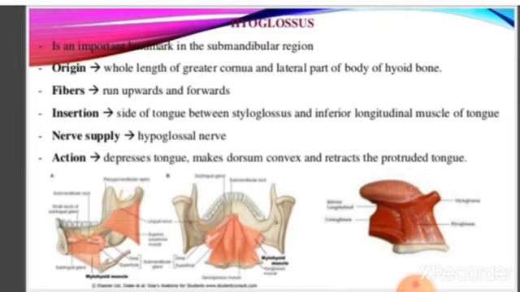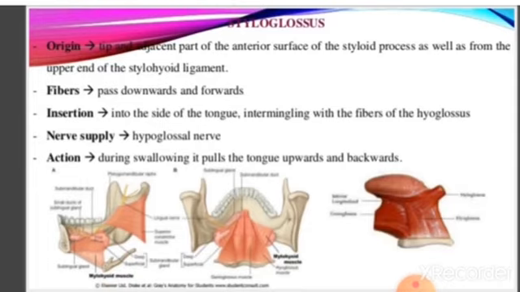Styloglossus, the next muscle is the styloglossus. So the origin is the tip and adjacent part of the anterior surface of the styloid process, as well as from the upper end of the stylohyoid ligament. Fibers pass downwards and forwards, insertion into the side of the tongue, intermingling with the fibers of the hyoglossus. Nerve supply, hypoglossal nerve. Action: during swallowing, it pulls the tongue upwards and backwards.